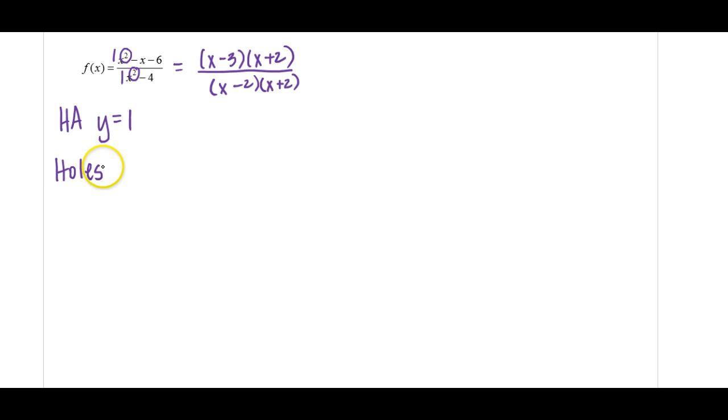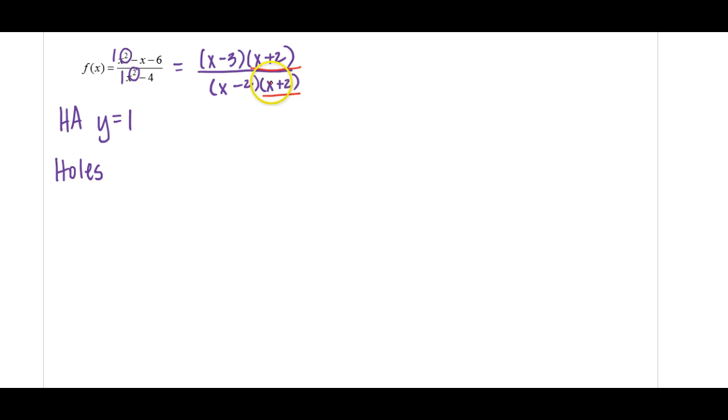Now, holes are going to be values that make both the numerator and denominator 0. And here's the nice part about having a factored numerator and denominator. If I see the same linear terms, which I do here, I see an x plus 2 and an x plus 2, I know there's going to be a hole in the graph at whatever x value makes that term equal to 0. Because if the same term is repeated in the numerator and denominator, whatever makes that term equal 0 on the bottom will make that term equal 0 on the top. So that value is negative 2.